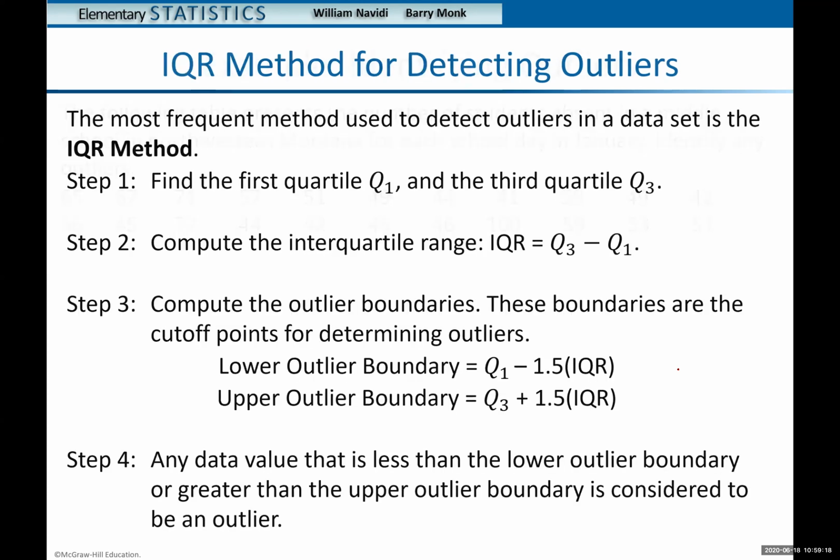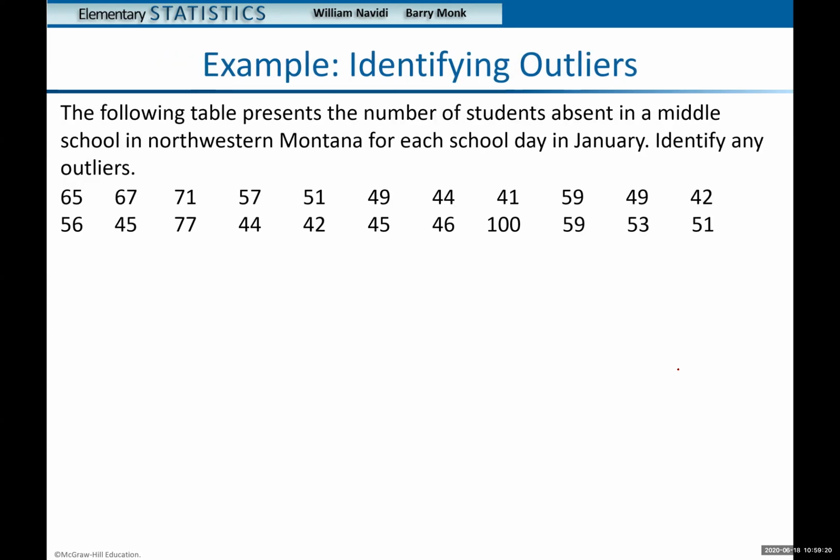So an example here. The following table presents the number of students absent in the middle school in northwestern Montana for each school day in January. Identify any outliers here. All right, so let's practice this. I want you to enter these numbers. How do we enter the numbers again?